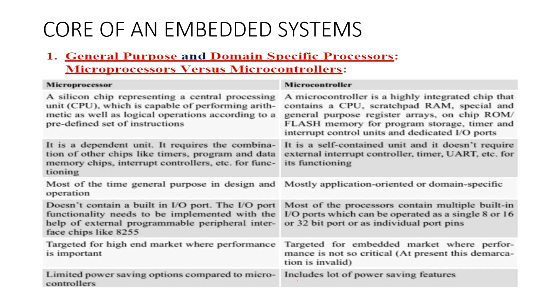So in that we have microprocessor versus microcontroller. So what is a microprocessor? A microprocessor is nothing but a silicon chip representing a central processing unit, the CPU, which is capable of performing arithmetic as well as logical operations according to a predefined instruction set. That's what a microprocessor is.